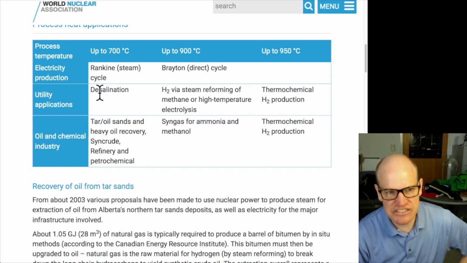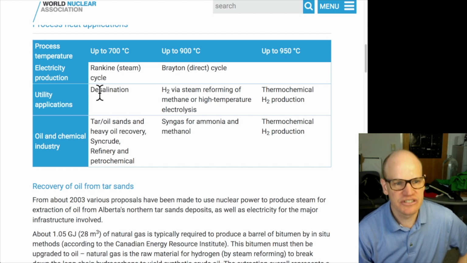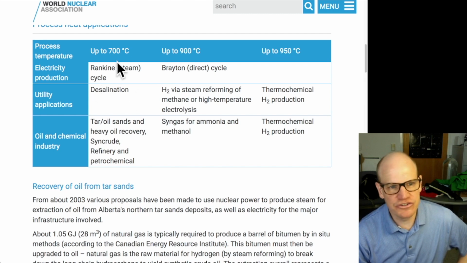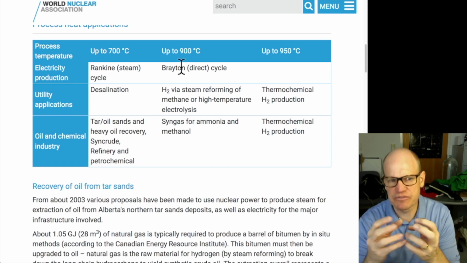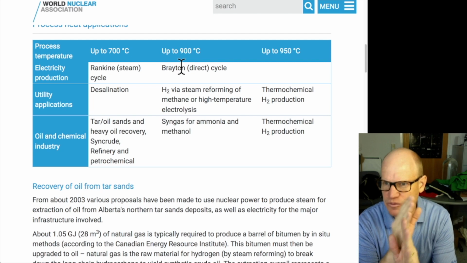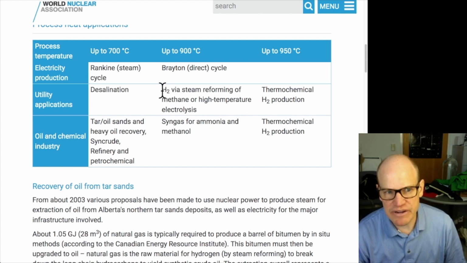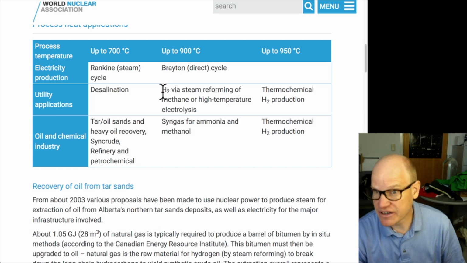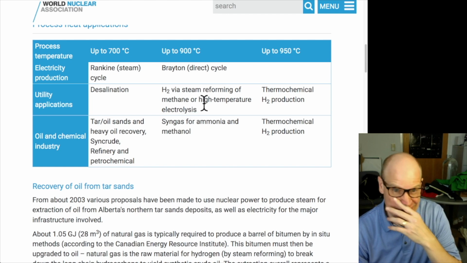Utility applications, so this is desalination. That's going to be increasingly important as people continue to move into the deserts. Another thing you can do when you get up to 900 Celsius, when you cross this threshold where you transition certain chemical bonds at high temperature, is make H2. You can make hydrogen gas from steam reforming directly from methane, or from high temperature electrolysis.